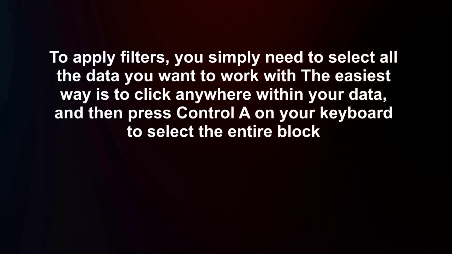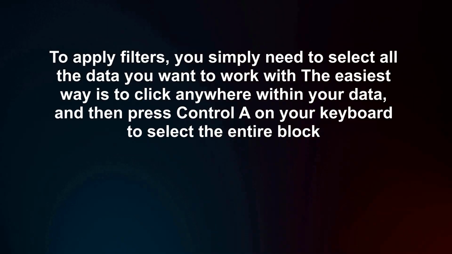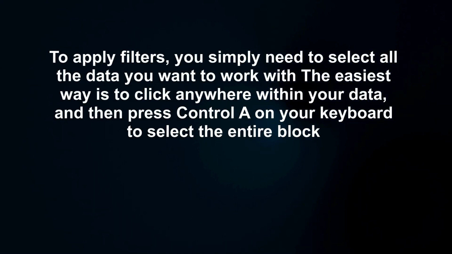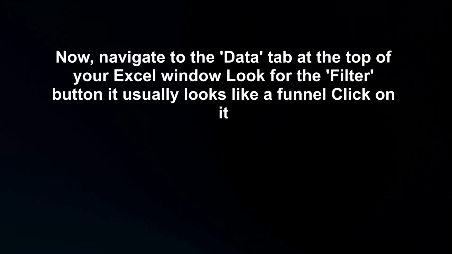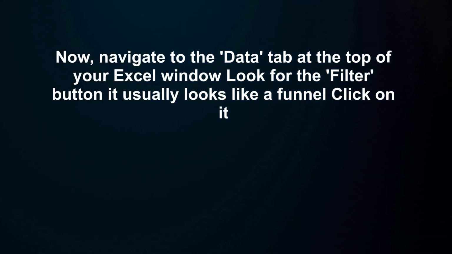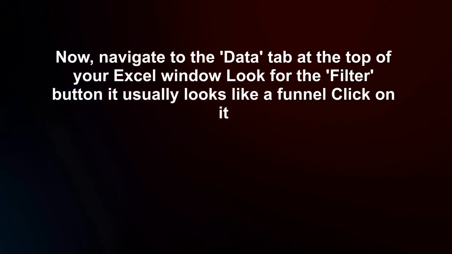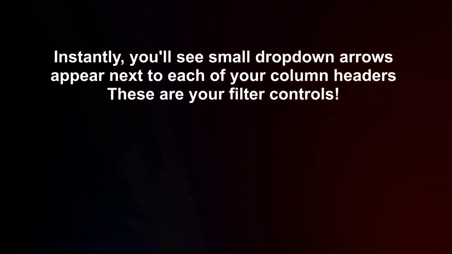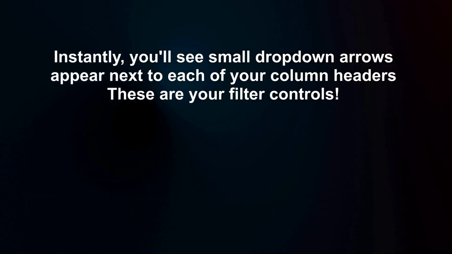To apply filters, you simply need to select all the data you want to work with. The easiest way is to click anywhere within your data, and then press Ctrl on your keyboard to select the entire block. Now, navigate to the Data tab at the top of your Excel window. Look for the Filter button. It usually looks like a funnel. Click on it. Instantly, you'll see small drop-down arrows appear next to each of your column headers. These are your filter controls.